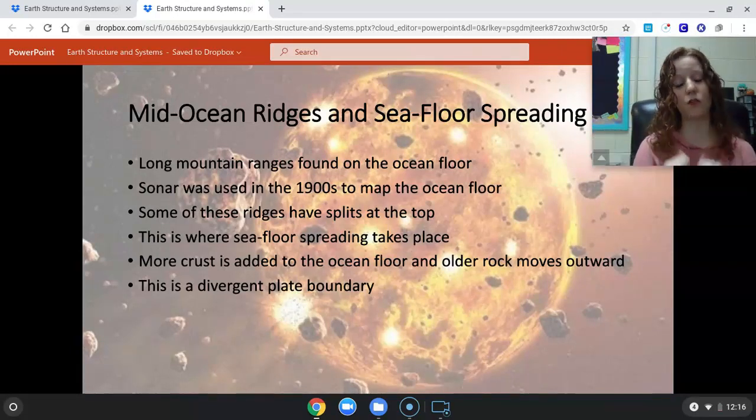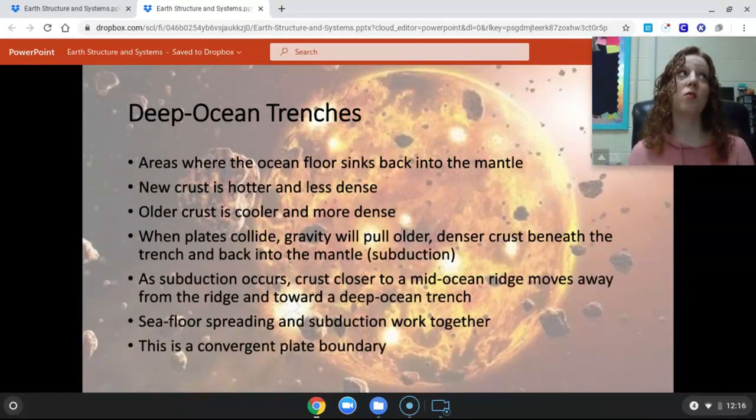Okay, so divergent boundary. The next thing is what you will possibly get mixed up with mid-ocean ridges, and that's going to be deep ocean trenches.